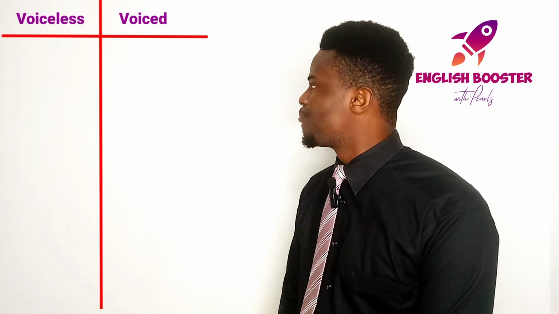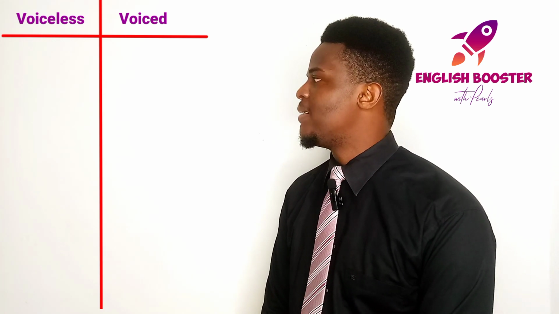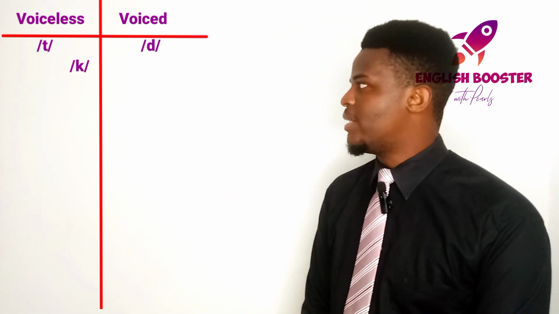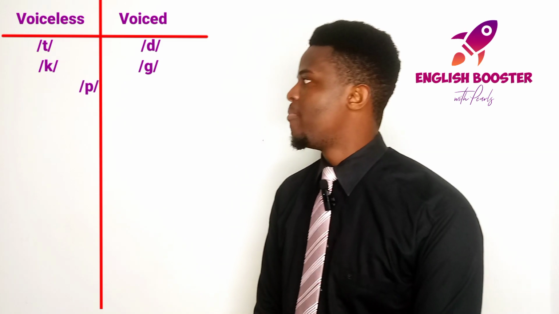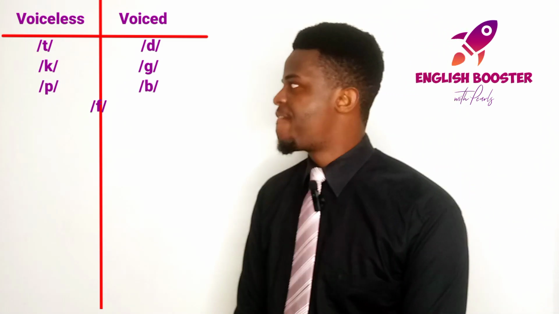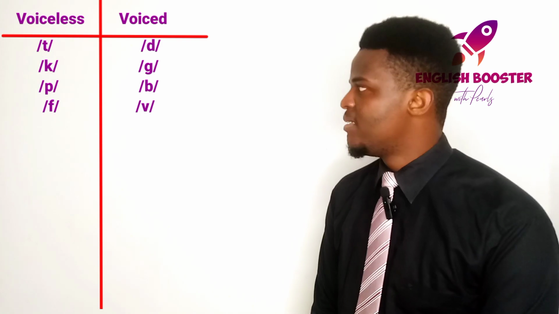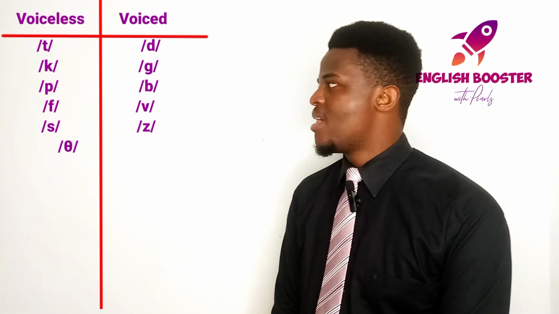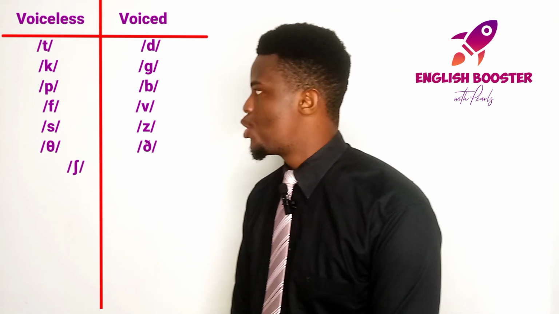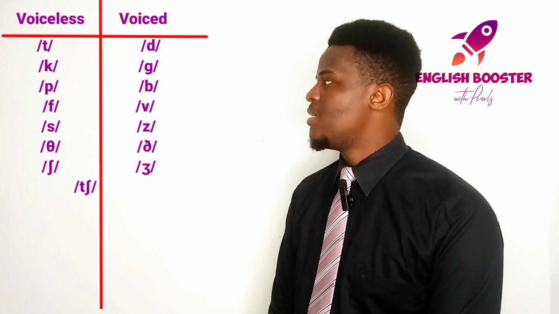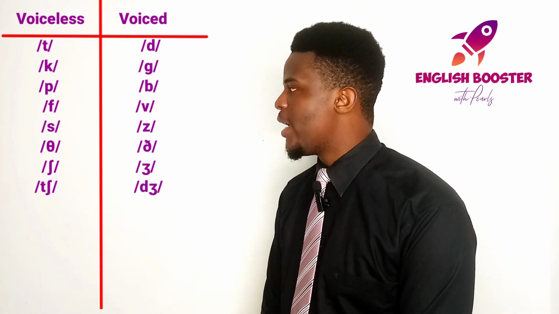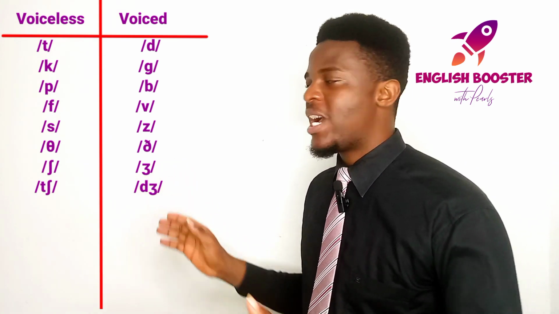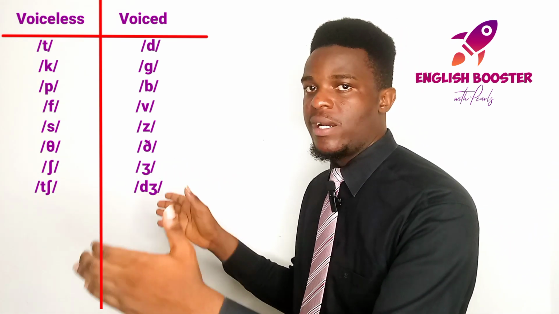So we have t, d, k, g, p, b, f, v, s, z, th, th, sh, zh, and ch, j. Those are the first 16. Those ones have contrastive pairs.